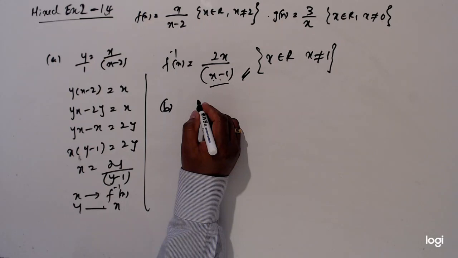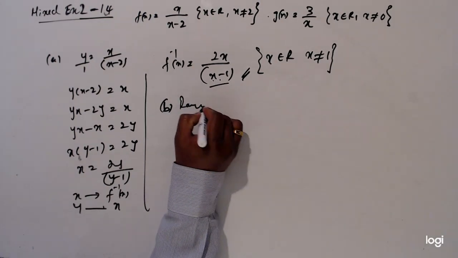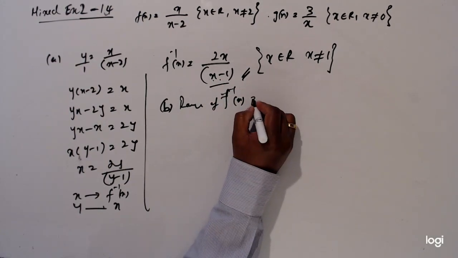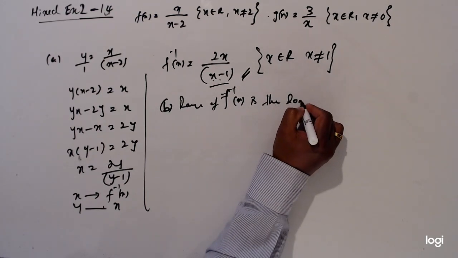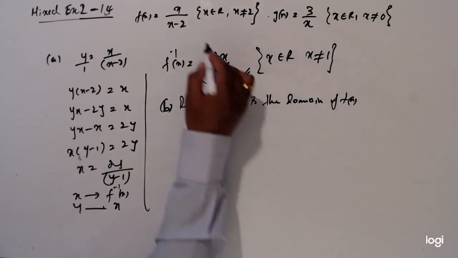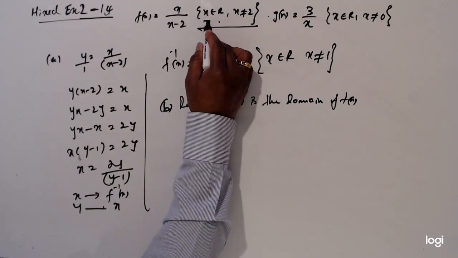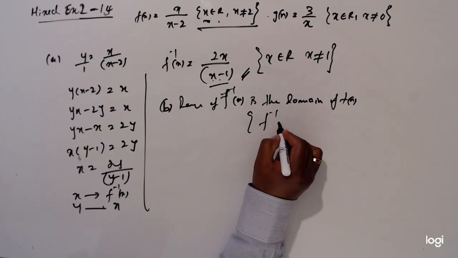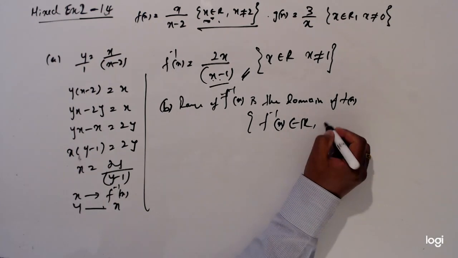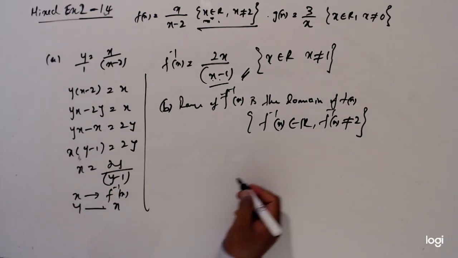Part B, we need to write the range of f inverse x. So the range of f inverse x is the domain of f(x). The domain of f(x) is this one. So instead of x, we write f inverse x is an element of R, and f inverse x cannot be equal to 2.